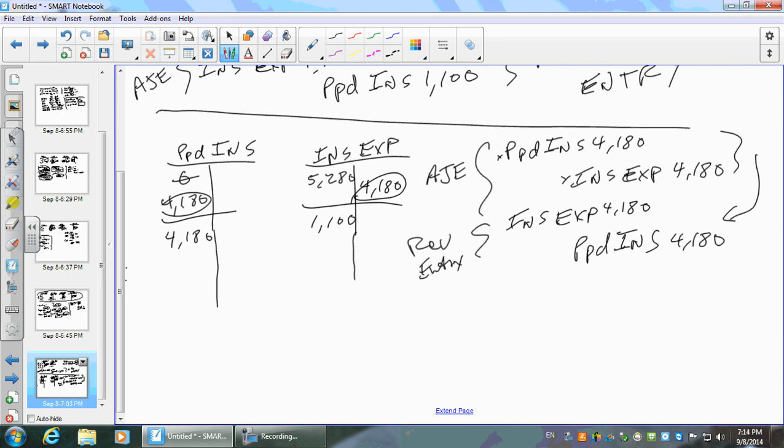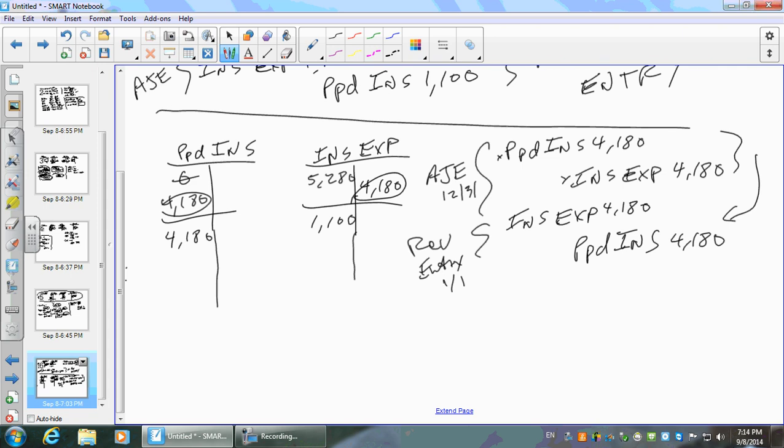Before you do your reversing entry, what do you always do? Reversing entries are going to be what day? This adjusting journal entry would be, if your year ends December 31st, December 31st of this year, right? When do you do the reversing entry, do you think? January 1st. Yeah, January 1st, after you've done your financial statements, and also after you do your financial statements, you do what?